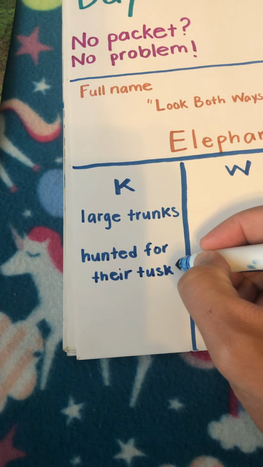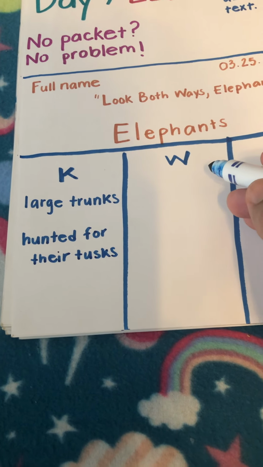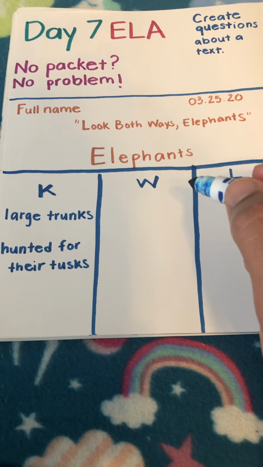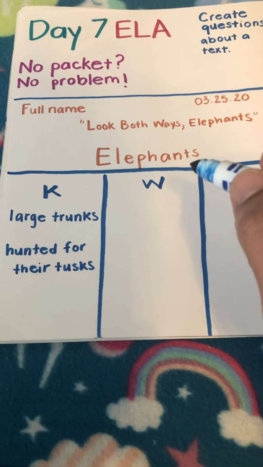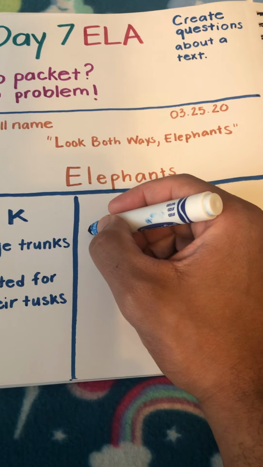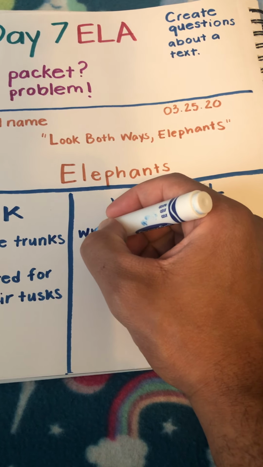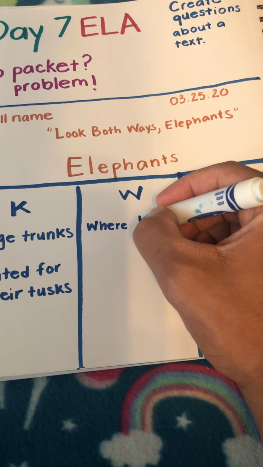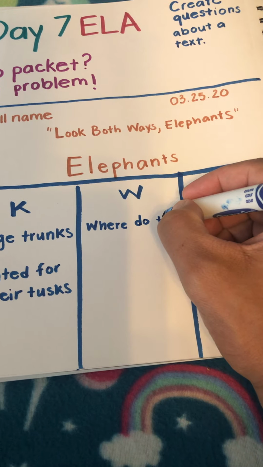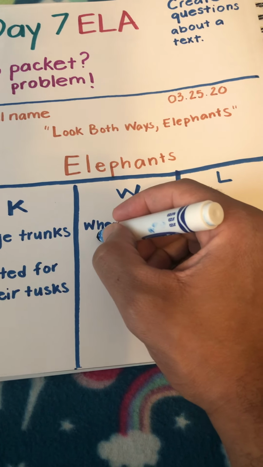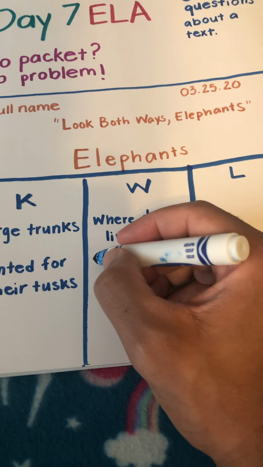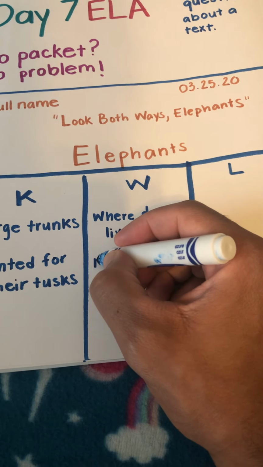Now I'm going to move to my section with my W. This is where I talk about things that I want to know. This is a really great section for me as a reader because it helps me start to think to myself, what do I want to find out as I'm diving into my article? So the things I would want to know. Where do elephants live? I think they live in Africa, but I'm not sure if that's the only place. So I would want to know for sure, where do they live? I might also want to know, how much do they weigh?